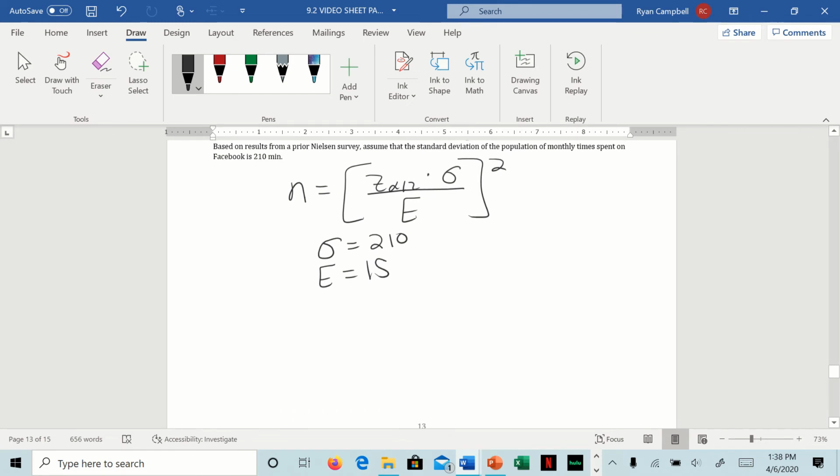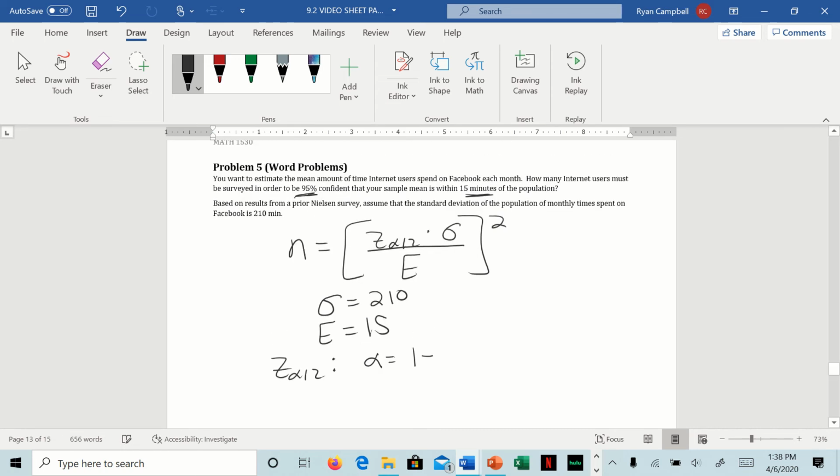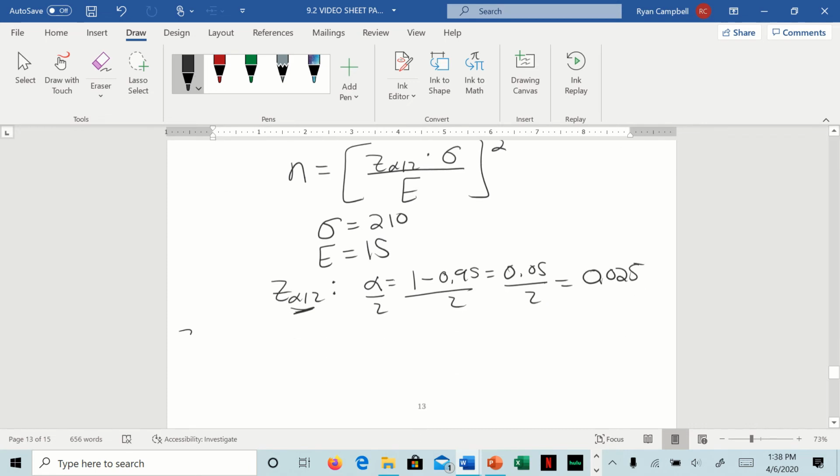All right, so now I got to find that critical value. So we see that alpha is going to be 1 minus our confidence level. Confidence level is 0.95, so 1 minus 0.95 to get 0.05. But of course, we don't care about alpha. We care about alpha divided by 2. So if we divide everything by 2, we actually get 0.025. So we want to find the critical value of 0.025, which remember, it's inverse norm.